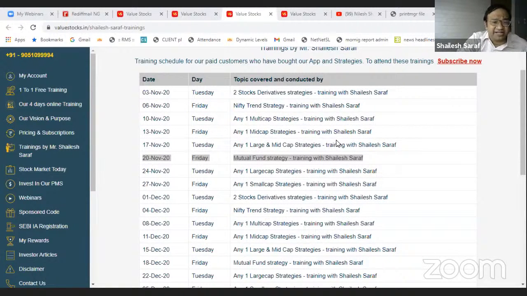Have you sent the SMS and email? Vikas, please send it here, the 1-to-1 link has not gone yet.